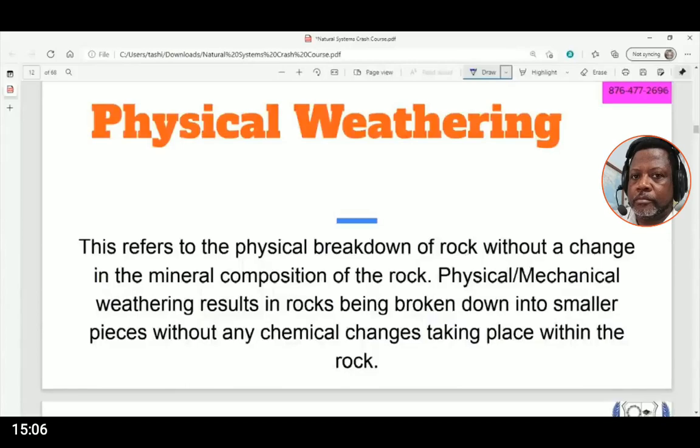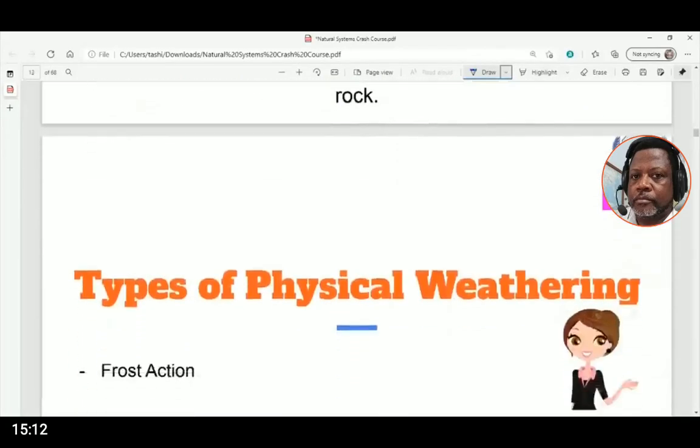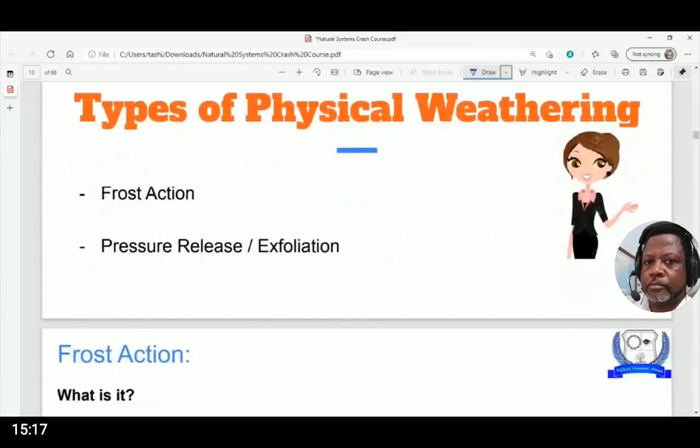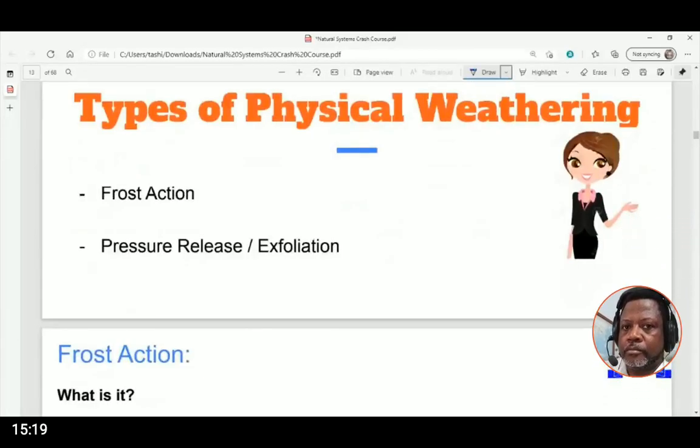This just causes the rocks to be broken down into smaller pieces. No chemical changes would take place. So we have different types of physical weathering. We have, well, the types that they ask us to look at. We have frost action and we have pressure release, which is also called exfoliation.